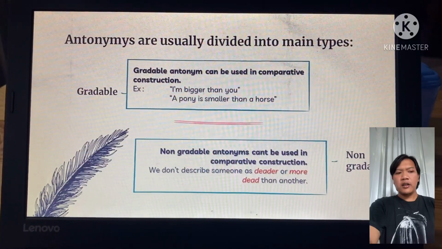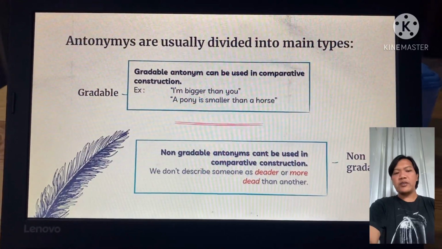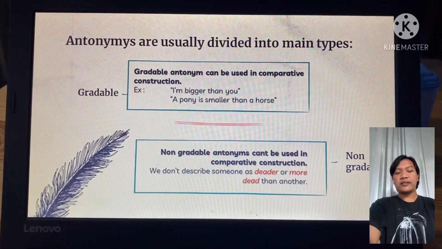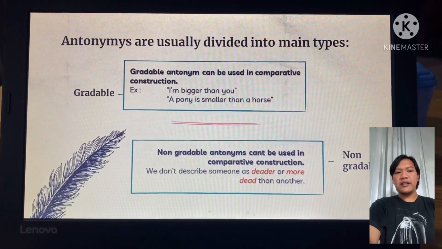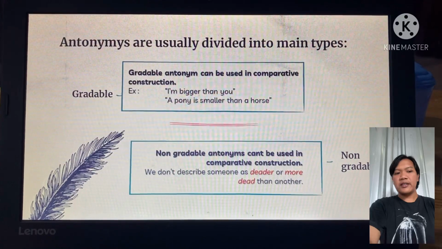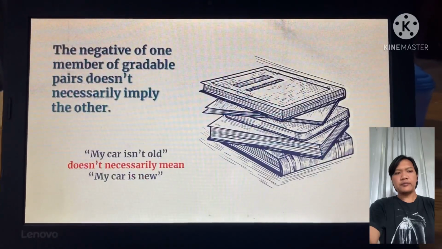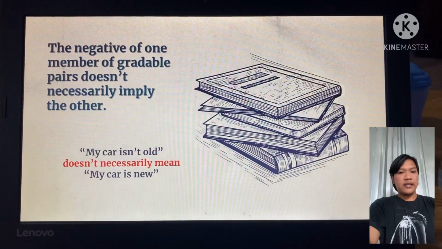Non-gradable antonyms cannot be used in comparative constructions. We don't describe someone as deader or more dead than another.